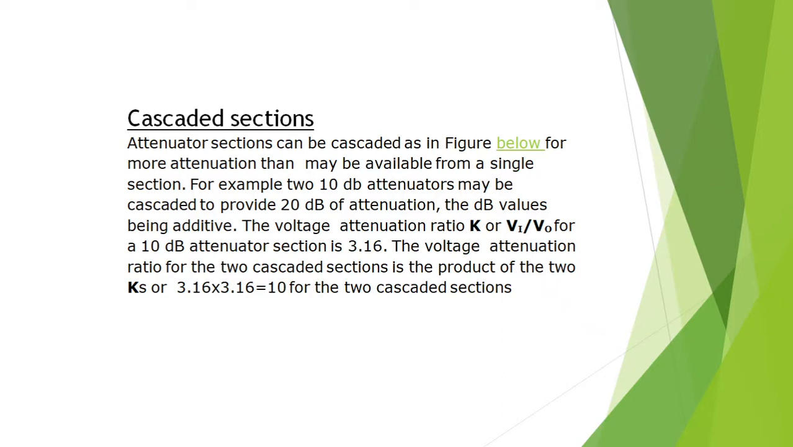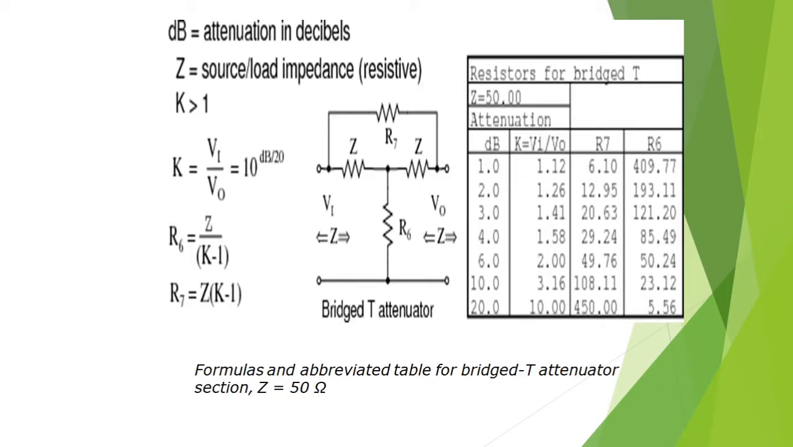From the previous networks we have seen the T section, pi section and L section, as well as the bridge T network. In the attenuation table, the attenuation slowly goes from 1 to 20, and the K values, if you can see, the first four are 1.12, 1.26, 1.41 and 1.58, and drastically it has increased to 10 when it comes to a dB of 20.